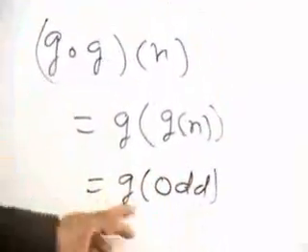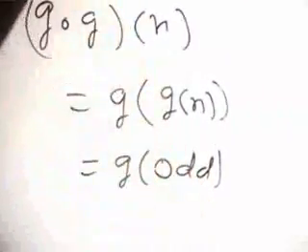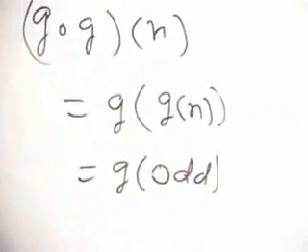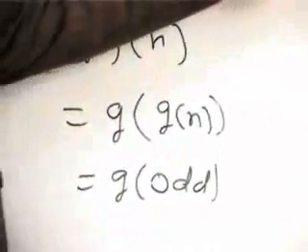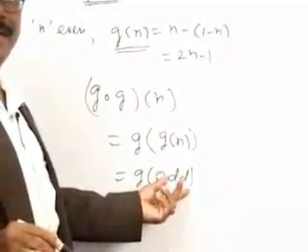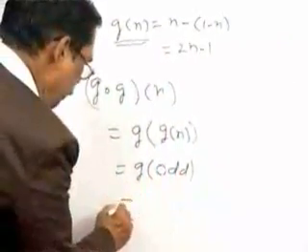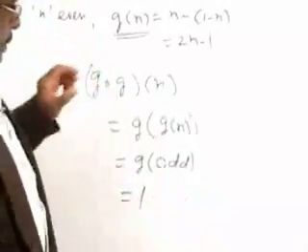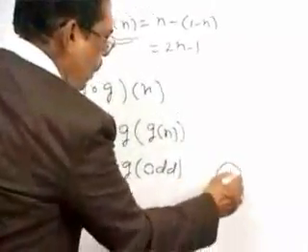That is g of some odd number. When n is odd, g of n is always equal to 1. So here, g of an odd number you are having finally. Therefore, this should be equal to 1. Therefore, choice 1 is correct.